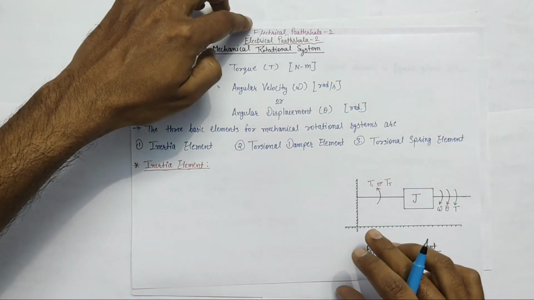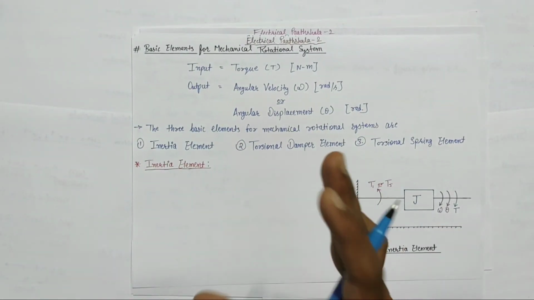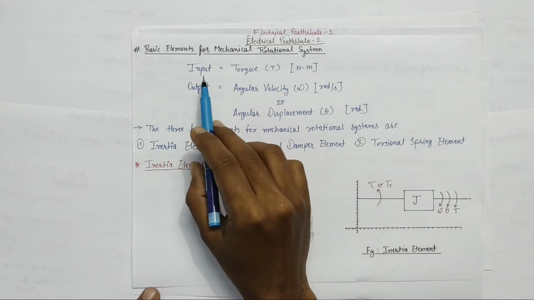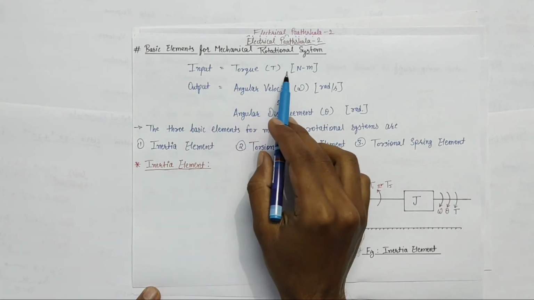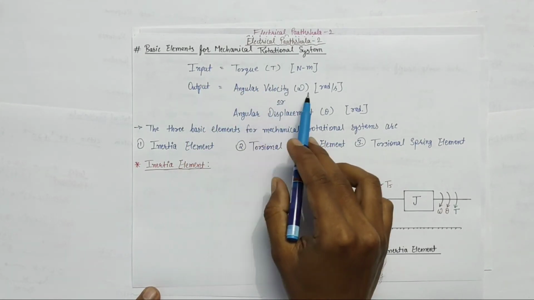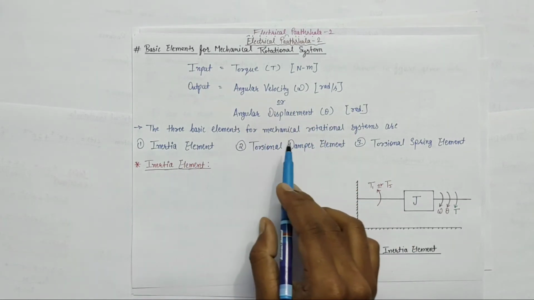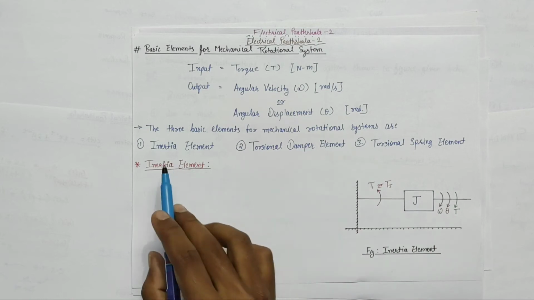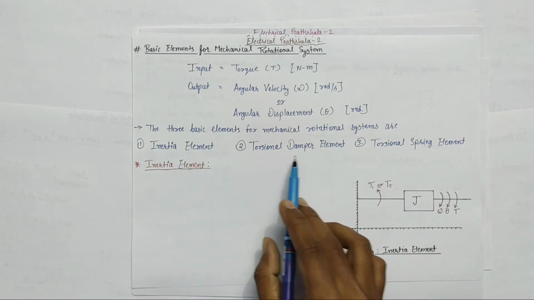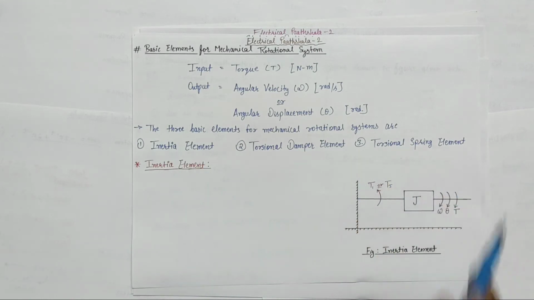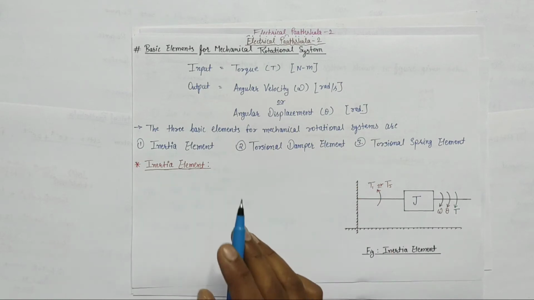Now our next topic is basic elements for mechanical rotational system. So first of all, always remember that for mechanical rotational system, input will be torque T and output will be angular velocity omega or angular displacement theta. And again, there are three basic elements for mechanical rotational systems, which are inertia element, torsional damper element, and torsional spring element. So let's talk about them one by one.